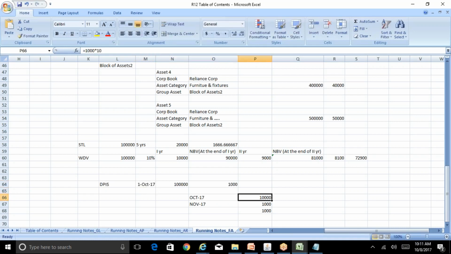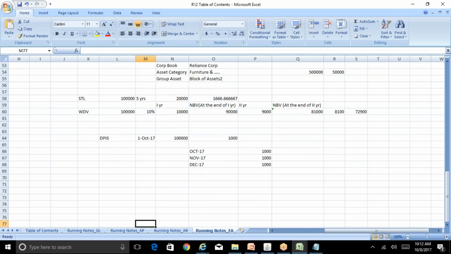If that is a scenario for October also, it will be 1000, November 1000, December 1000, and so on. There is no catch-up depreciation because depreciation calculation is based on this date placed in service. Okay, so that's the one point. So that is the significance of date placed in service.